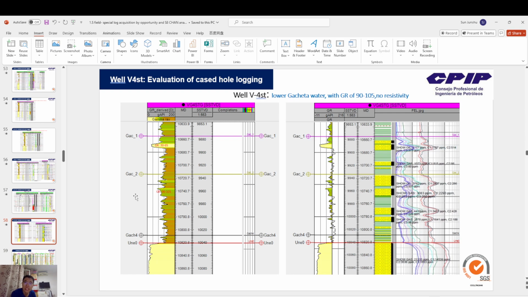We have 4 sidetrack. Lower Gauge 2, gamma ray 90 to 105. No resistivity. It tends to be water.